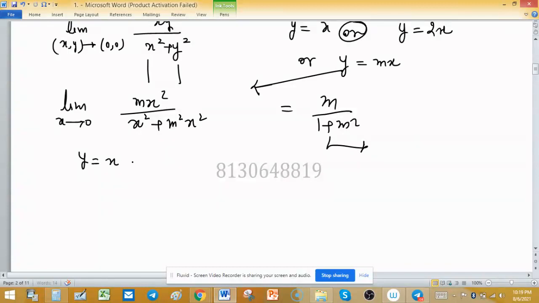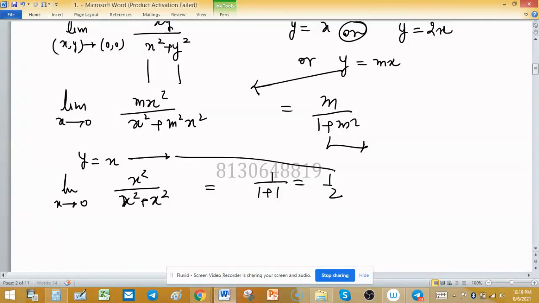So reaching the point (0,0) along the path y equal to x, it means limit x tending to 0 of x square upon x square plus x square, and we have 1 upon 1 plus 1, which means 1 upon 2. So along this path we have limit half.